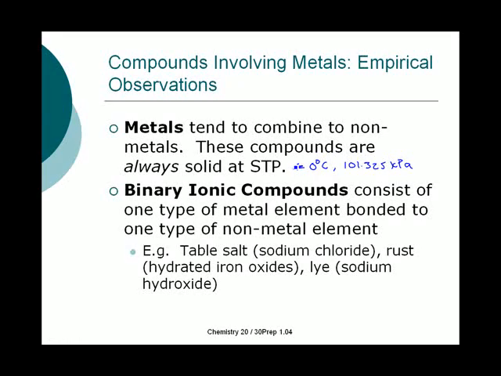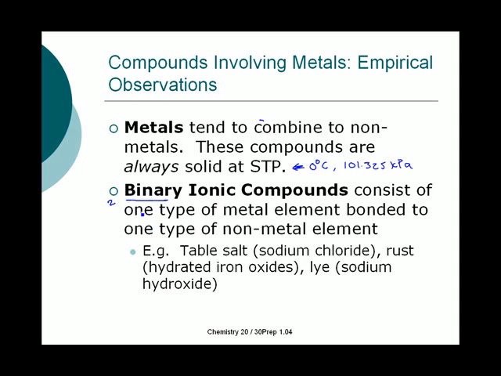These compounds are called ionic compounds, and binary means two. So binary ionic compounds consist of one type of metal element bonded to one type of non-metal element, and some common examples include things like table salt, rust, and lye. So sodium chloride, iron oxide, and sodium hydroxide.